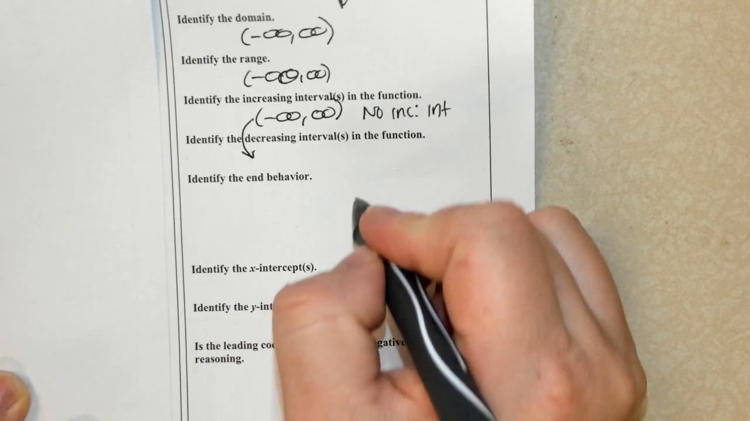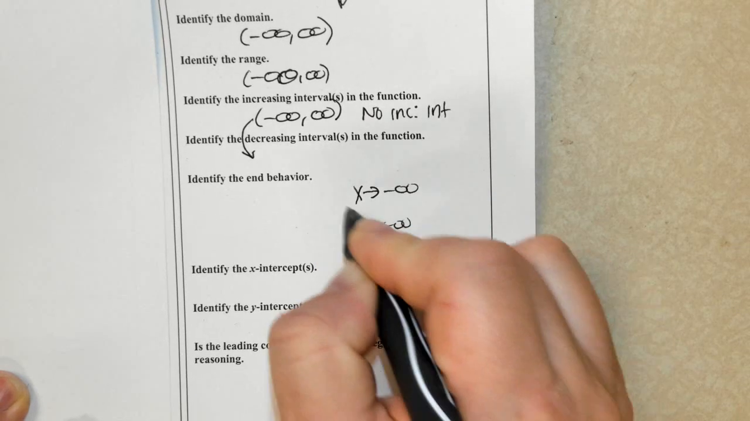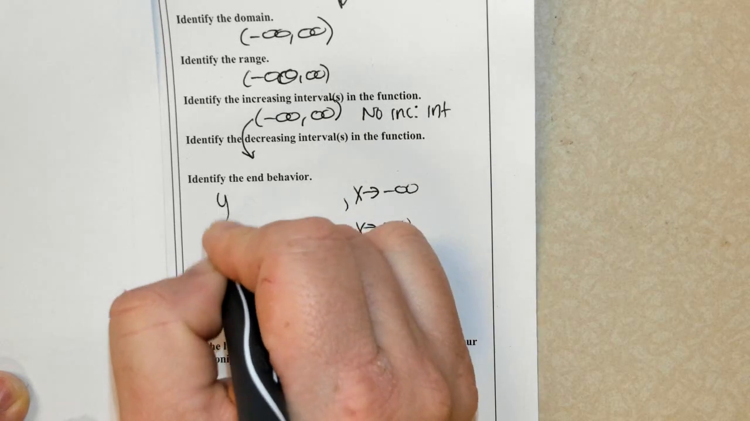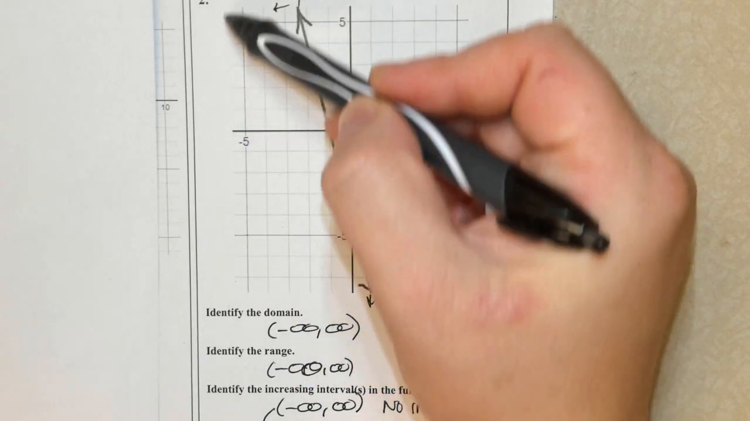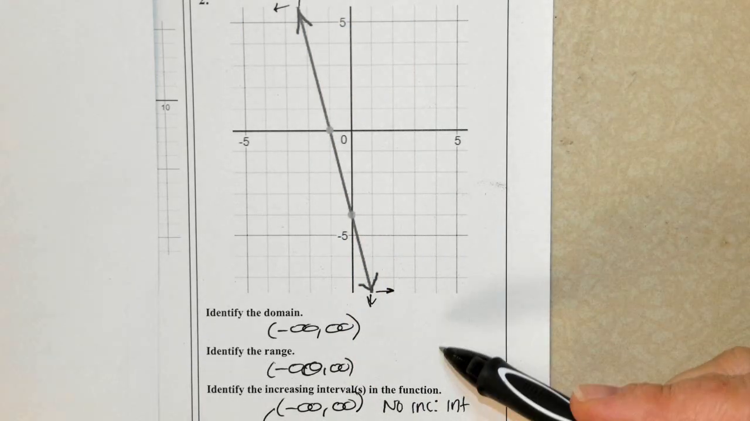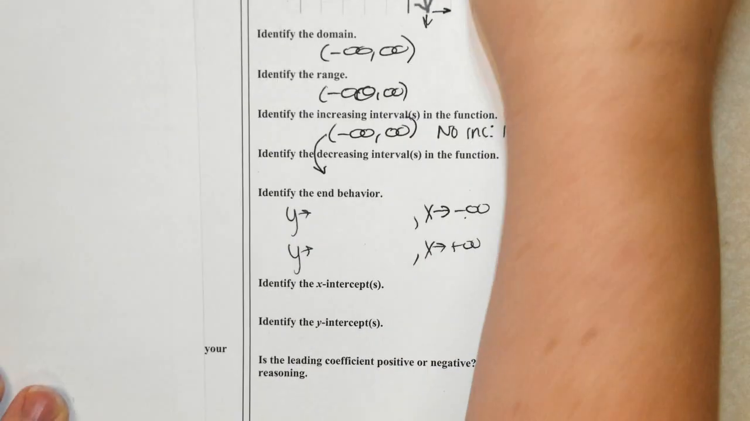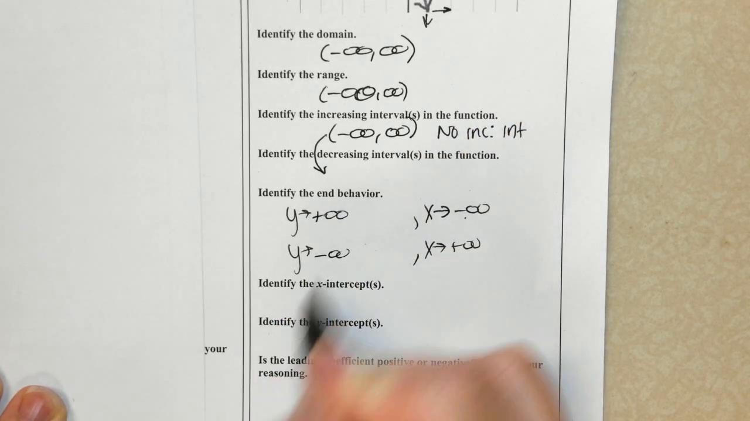The end behavior, I start off with the basic structure. Whether you put the positive or negative first, it's really up to you. And now you look, as I go to the far left, what's happening? Well, on the far left, it's going up, and as I go to the far right, it's going down. Far left, it's moving up. Far right, it's moving down.